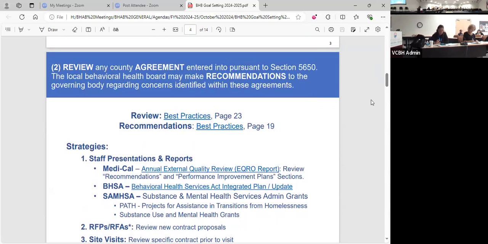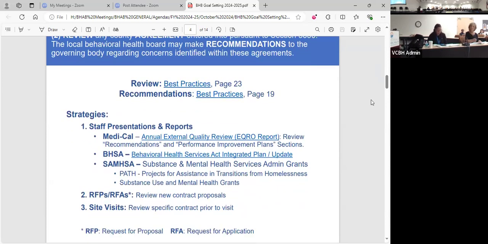All right, review any county agreement entered into pursuant to Section 5650. You shall make recommendations to the governing body, which is the Board of Supervisors here, regarding concerns identified within these agreements. But keep in mind, the slide before said you're also advisory to the behavioral health director, so it's both.